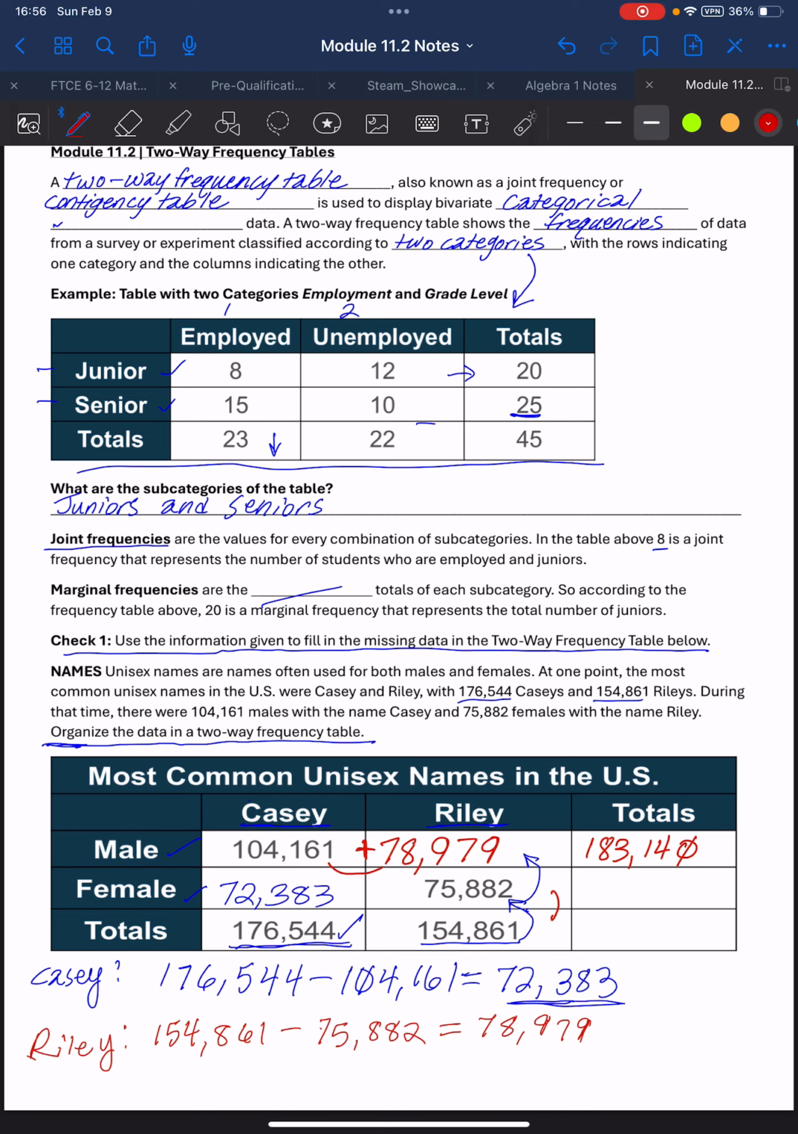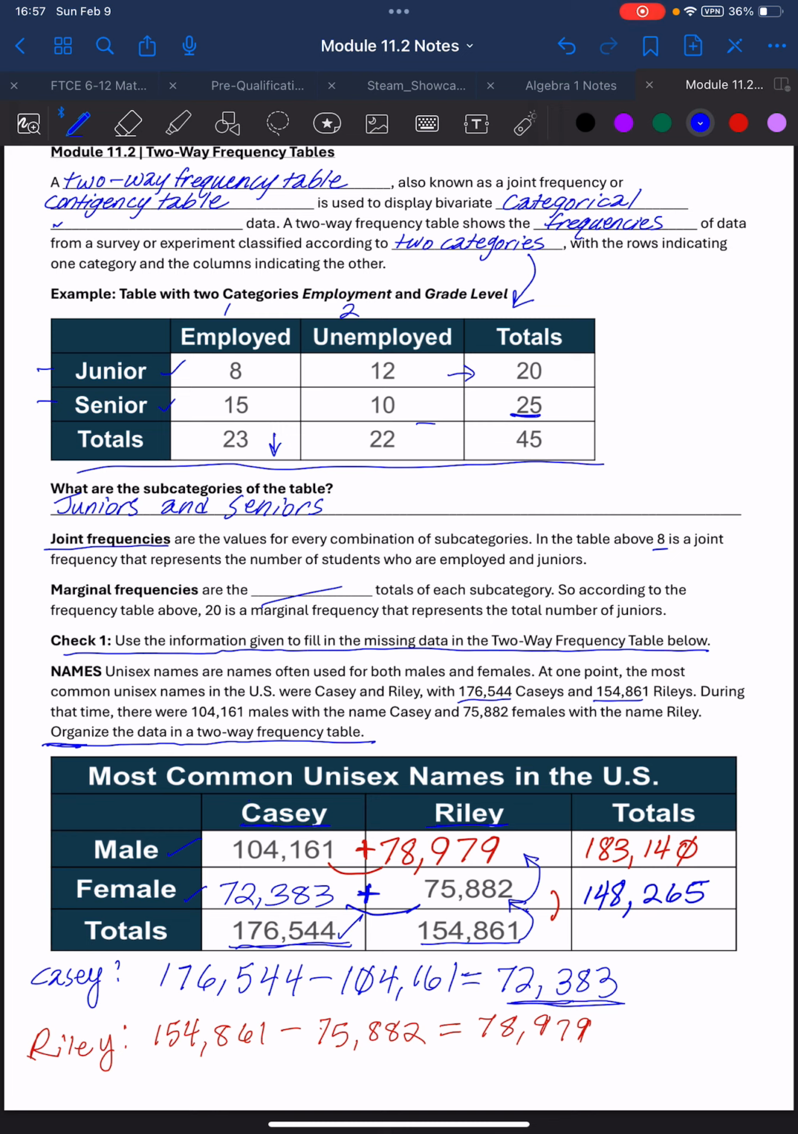So now I'm going to add the amount of females for both Casey and Riley. So I put a plus sign here. And that'll give me the total of females that were named Casey and Riley. So 72,383 plus 75,882 gives me 148,265.